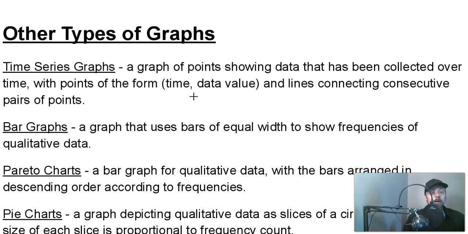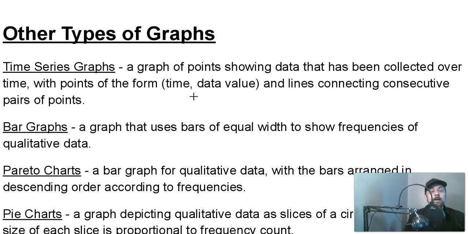Bar graphs are graphs that use bars of equal width, just like a histogram, to show frequencies, but of qualitative data. Qualitative data, if you'll remember from chapter 1, is data that is descriptive. It's not numerical. It's not a measurement. It's descriptive data like colors or labels of some kind, right? And so you could do a bar graph with how many red cars there were, how many green cars there were, and show the number of each with a bar graph.